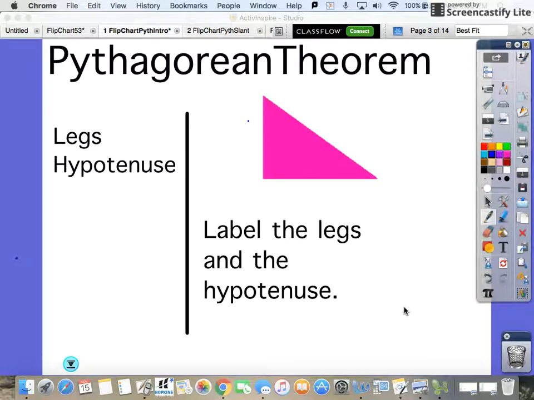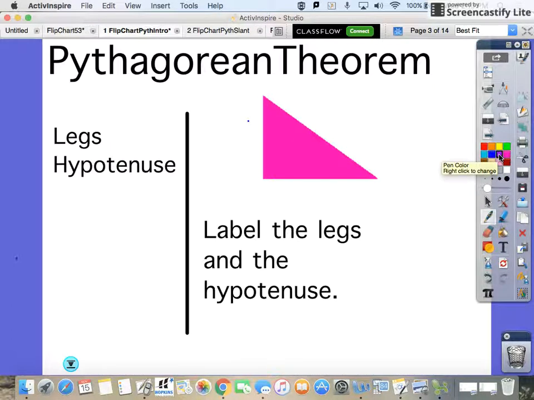This lesson is an introduction to the Pythagorean Theorem. The assignment associated with this one is 911. So the Pythagorean Theorem is used to help find missing sides of right triangles.